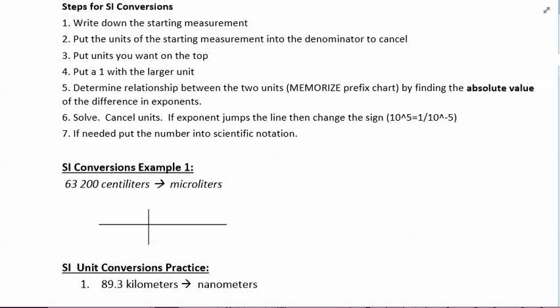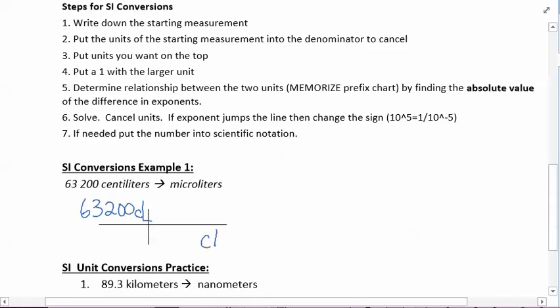So the first thing we're going to do is write down the starting measurement. So in this first example, we have 63,200 centiliters. So I'm going to write that in. Centi has a lowercase c, but liters has a capital L. So that's step one. The next step, we're going to put the units of the starting measurement in the denominator to cancel. So we're going to put centiliters in this case in the denominator. That way, both of these units will cancel out.